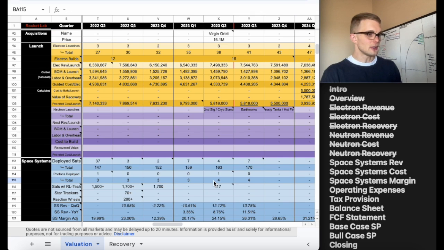So next up, we have the space system side of the business. This, to me, is a big black box. And the reason for that is Rocket Lab doesn't tell you exactly how many solar panels they're selling or how many star trackers or how many reaction wheels. And even included in the space systems revenue is also the satellite monitoring. So there's a big umbrella and a lot of it is kind of unknown.